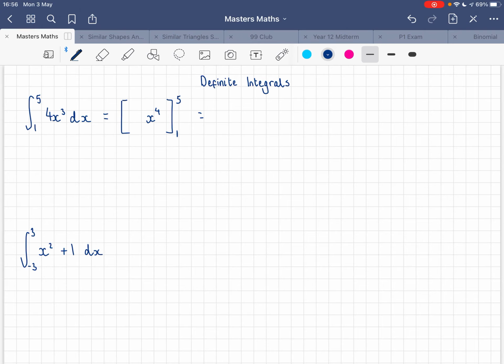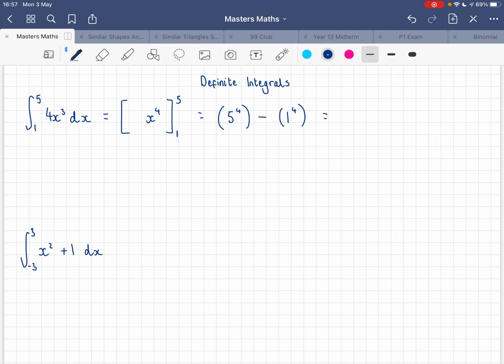So let's do it. Even though it's quite a simple expression, I'm going to write 5 to the power of 4 in one bracket, and then subtract 1 to the power of 4 in the other bracket. We write them out like that to avoid making mistakes with negatives and things like that. We substitute the limits separately in two brackets, work them out, and then subtract, to eliminate the places where we can make mistakes.